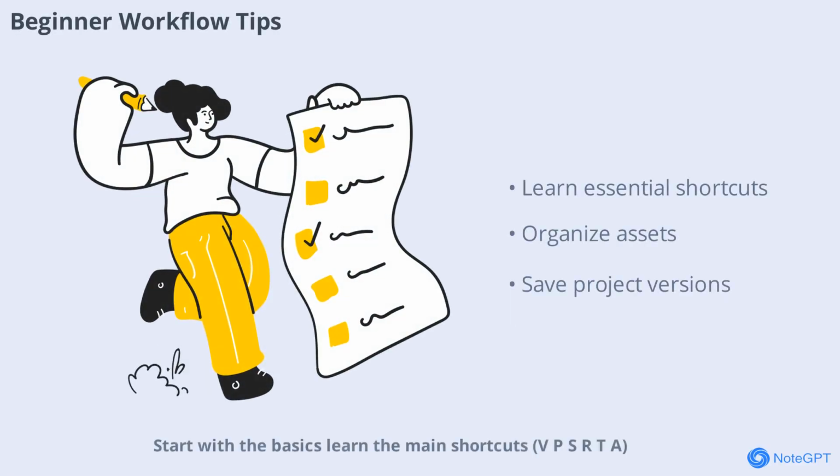Start with the basics, learn the main shortcuts V, P, S, R, T, A, save your project often, and organize assets in folders. Name layers clearly, use compositions for scenes, and precompose complex elements. Set frame rate and resolution before animating, and save multiple versions of important projects for safety.